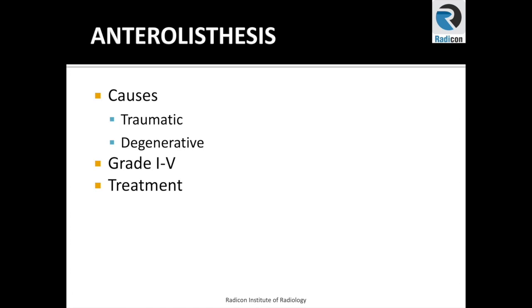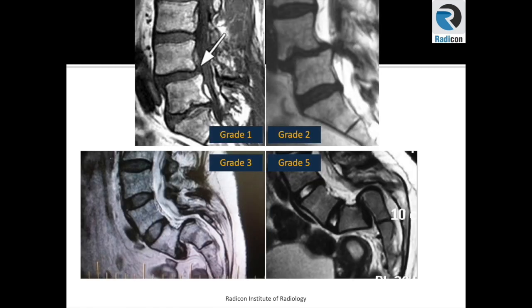After spasm, kyphosis, scoliosis, the fourth abnormality is anterolisthesis or spondylolisthesis. It is forward slip of one vertebral body over the other, hence it is always described as two vertebral levels. It is graded from 1 to 5 depending on its severity, and treatment is based on the etiology and grading of the anterolisthesis. This slide describes different grades of spondylolisthesis.